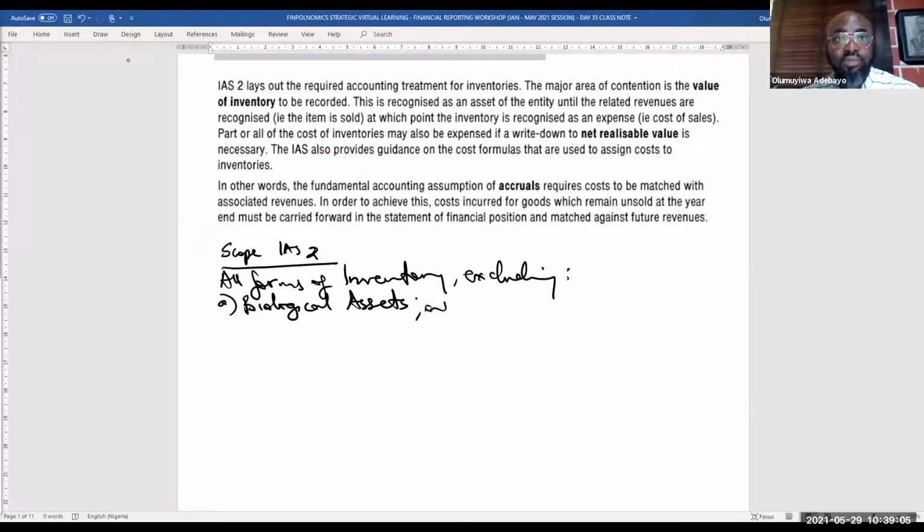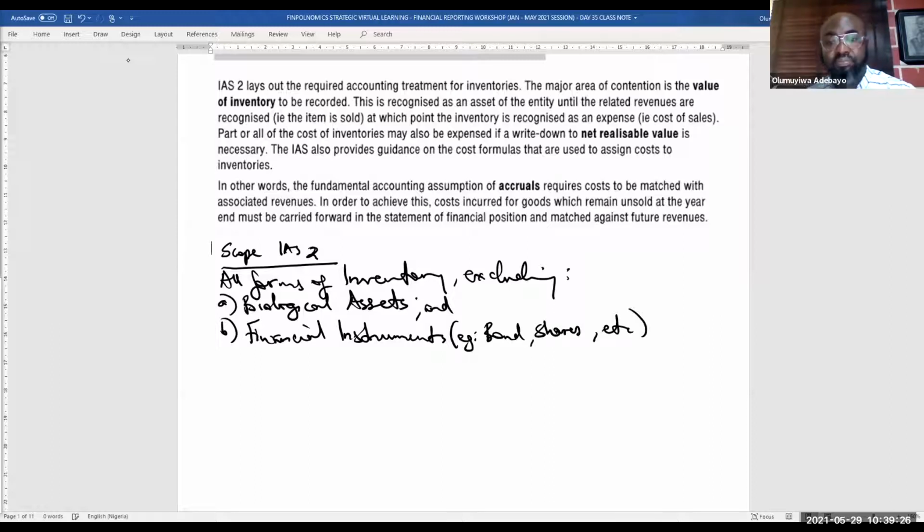And the second one is financial instruments. Example, when you deal with bonds, shares, and the likes. Okay? When you own those items, they are not inventory for the purpose of accounting. Rather, they'll be treated as financial instruments, similar to biological assets. Okay, that is the first point of call.